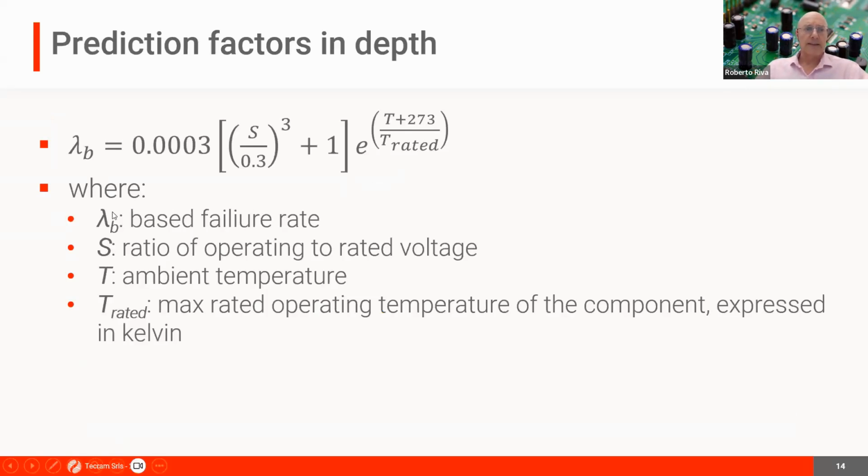And the prediction factor, and I don't want to get too much into formulas, but we are presenting the three different standards, and there will be, for sort of half of the presentation, a bit of this, unfortunately. Then we'll obviously go into a more practical approach. So here we have the base failure rate, which takes into account the voltage stress on a component and the temperature stress on a component.